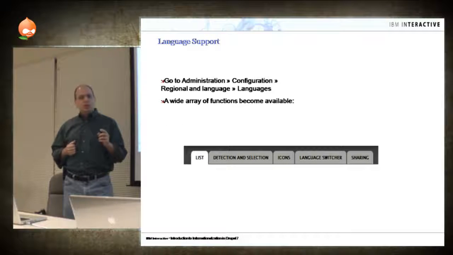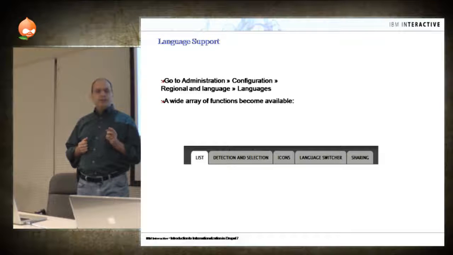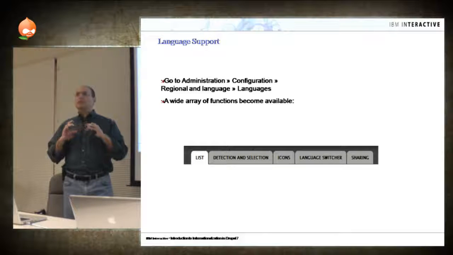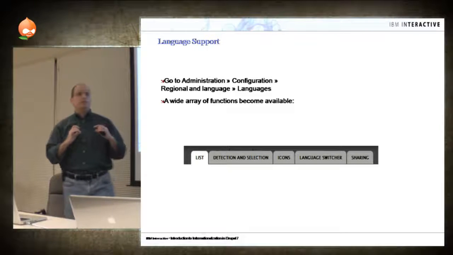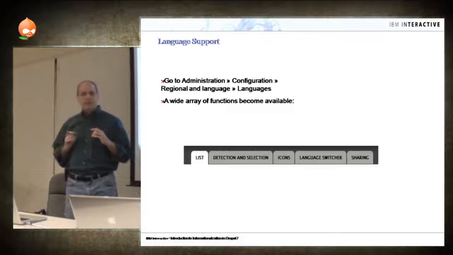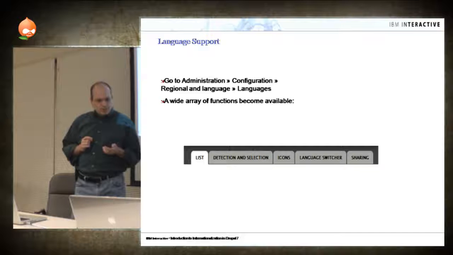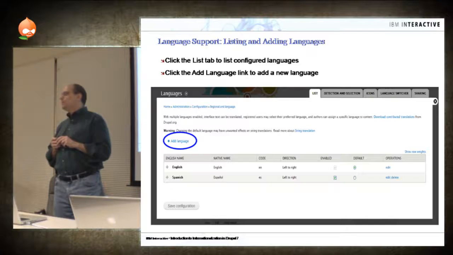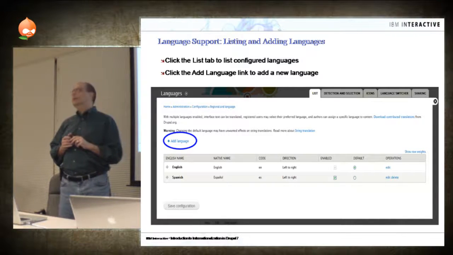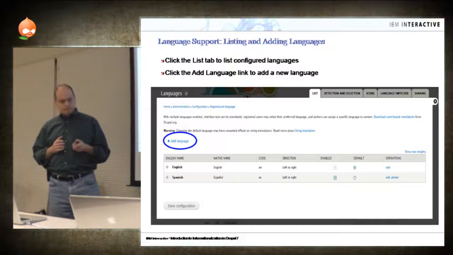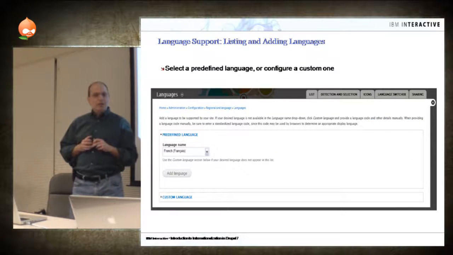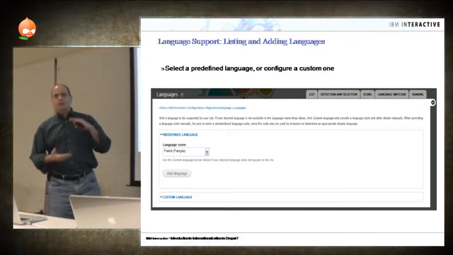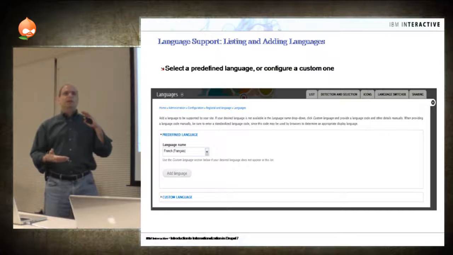Once you do that, you will find at Administration, Configuration, Regional and Languages, a set of 5 tabs. This is pretty much your home base for the administrative changes you're going to make when you internationalize your site. The first tab allows you to add a language. The way to do that is go to the link circled in blue, Add Language, and that will take you to a drop-down list which gives you a very long array of languages.